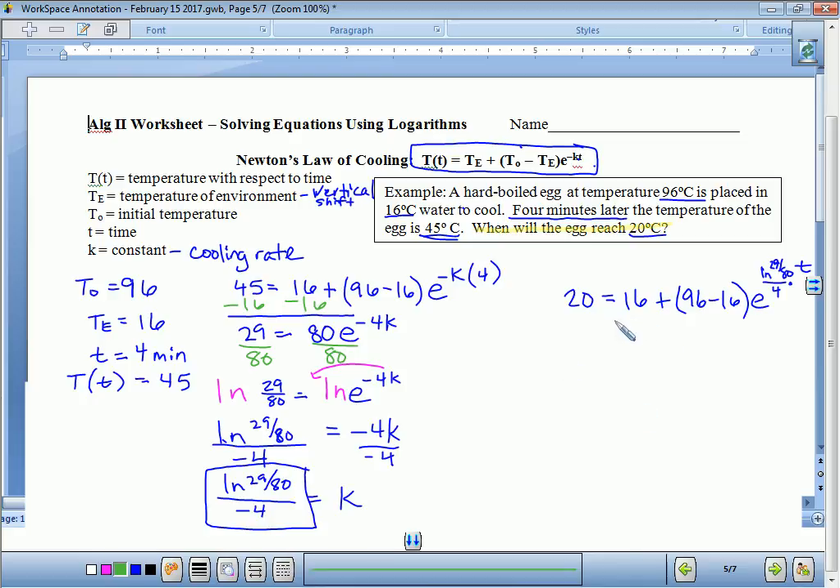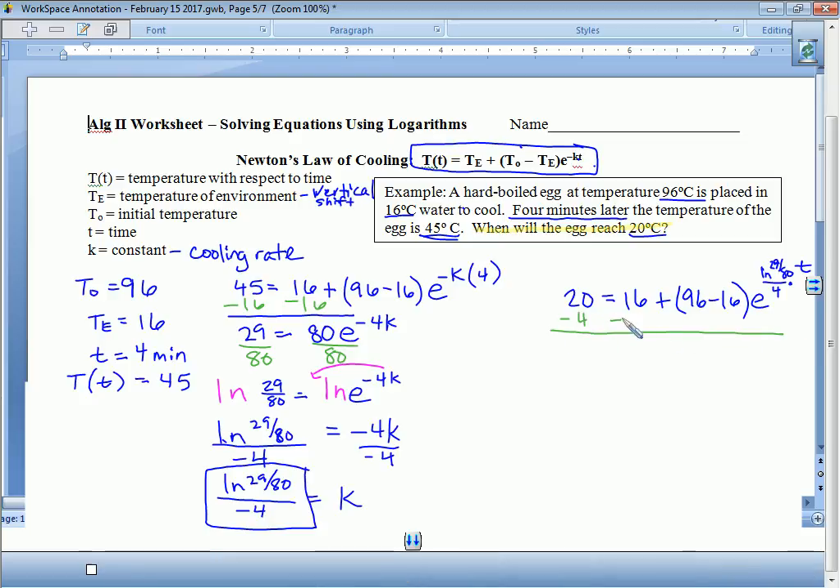So now we solve this. Minus 4. Nope, minus 16 leaves 4. We're just putting that back into the same equation? Yep, except now we're trying to answer the question they asked us. When will it hit 20?